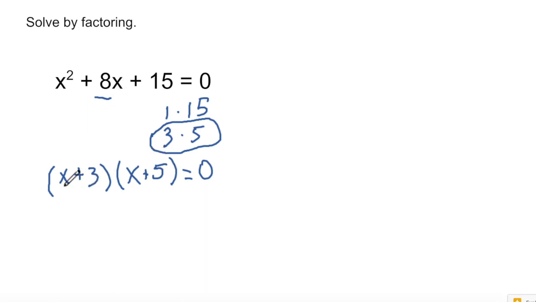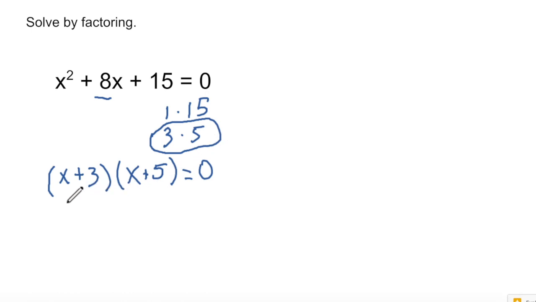So let's just test this. We can apply FOIL. x times x is x squared. The constants multiplied together, 3 times 5, that's 15. And then we add these two x terms. So 5 times x and 3 times x added together make 8x. So the outer and the inner terms added together give us 8x. So yeah, this checks out. This is basically FOIL in reverse because if we apply FOIL, we get back to our original equation.